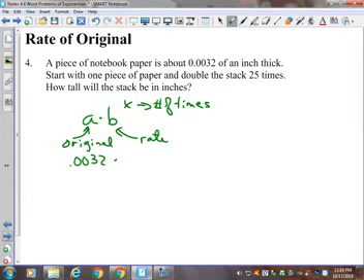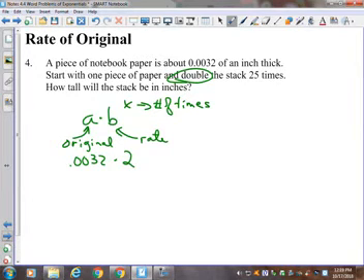With one piece of paper that's that thick, double it 25 times. Double is my rate, because double is what I'm doing to the math. Every time I add a piece of paper, I've doubled the thickness. So if I add a piece of paper to it, now it's twice that thick. Then if I add twice that many pieces of paper, it'll quadruple it, and so on.